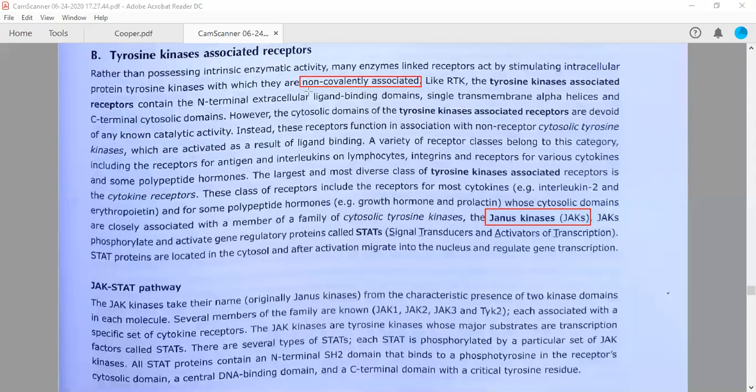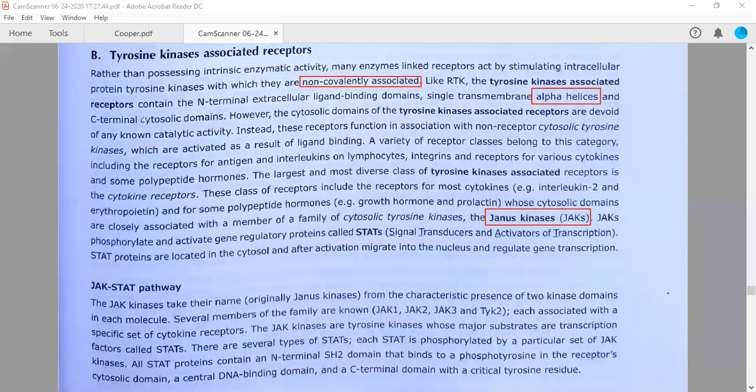So they are non-covalently associated with your receptor. Like receptor tyrosine kinases, the tyrosine kinase associated receptors contain an N-terminal extracellular ligand binding domain, as we have seen, so they will bind with certain cytokines, and a single transmembrane alpha helix. Whenever there is a transmembrane section, it is always alpha helical in nature, and it will have certain hydrophobic residues so that it can interact with the lipids in your plasma membrane.